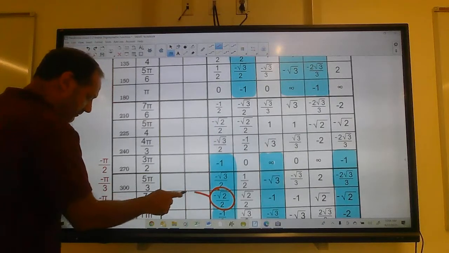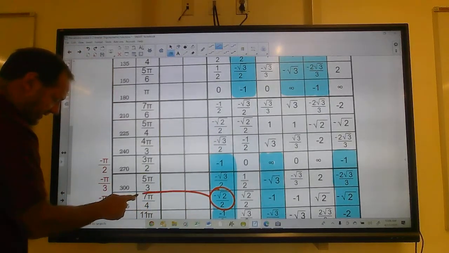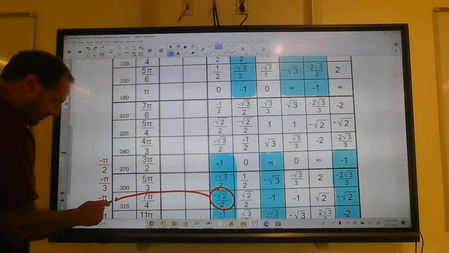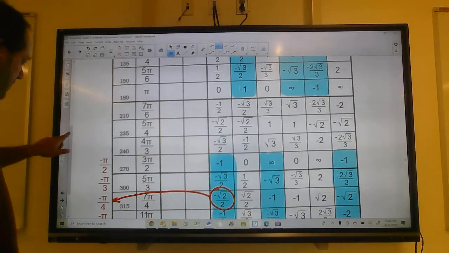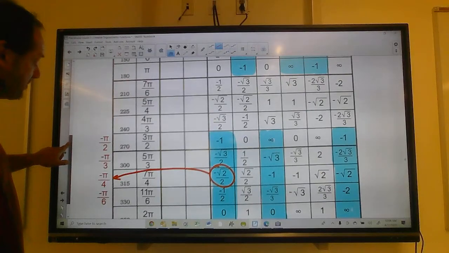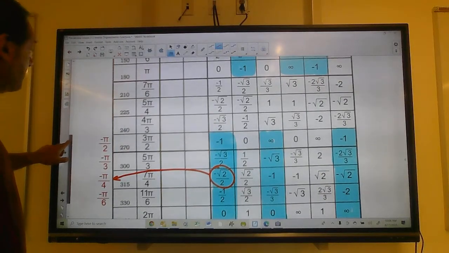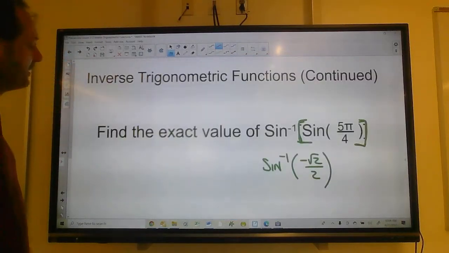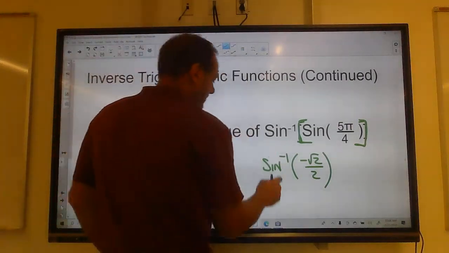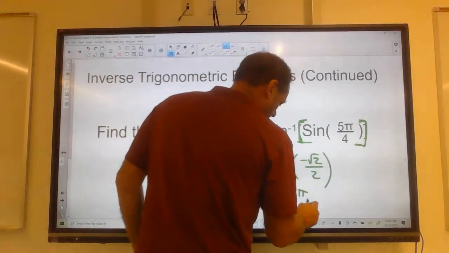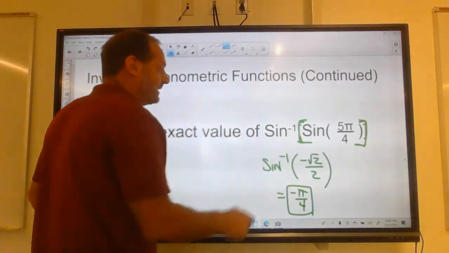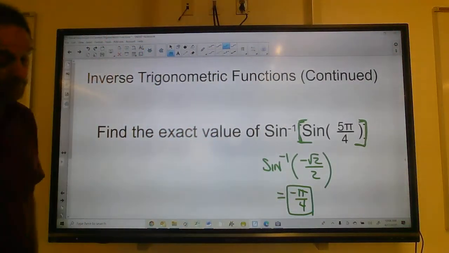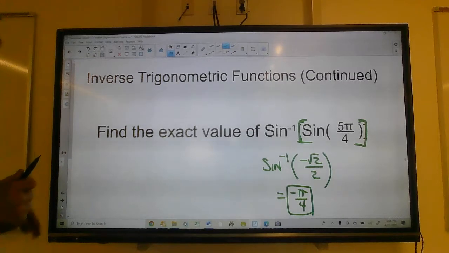So in the fourth quadrant, we're going to jump over here. Remember, we're going to skip past this one because we don't use that. We're going to use this one right here, because arc sine only has answers between negative pi over 2 and pi over 2. So the answer to this is negative pi over 4. This is an example of one where you cannot cancel out the arc sine and the sine. So be careful of that.